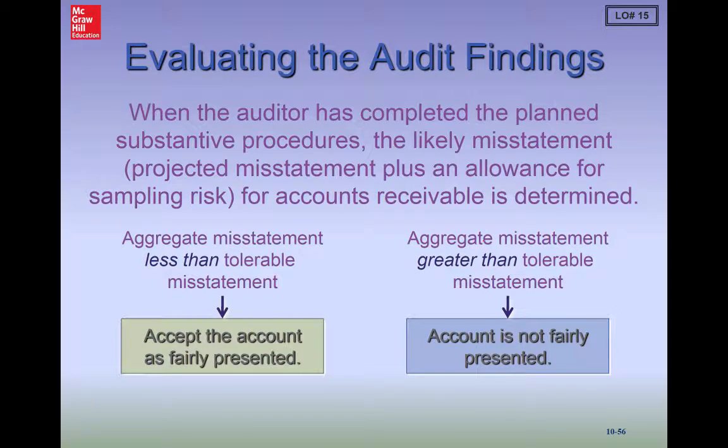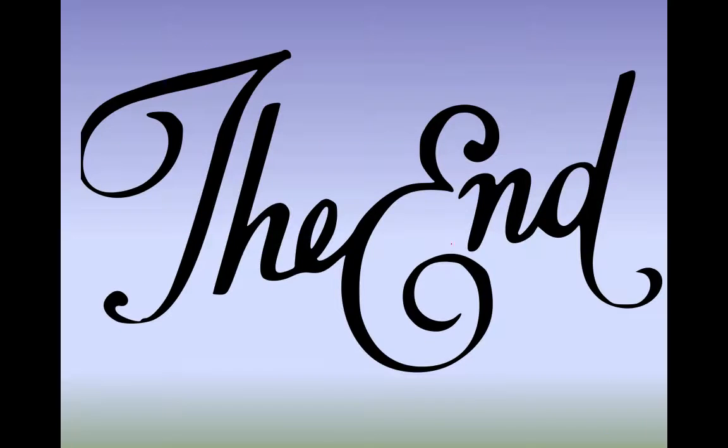And once you do all this great work, you've done your plan, you've done your substantive procedures, we go back to always that likely misstatement. We determine, is the misstatement less than the tolerable misstatement? Then we are good. We can say that AR is presented fairly. If not, then we have to say that it's not presented fairly, and we would have to do an audit adjusting entry or propose that to the client to do. And that's all we have for auditing of accounts receivable.